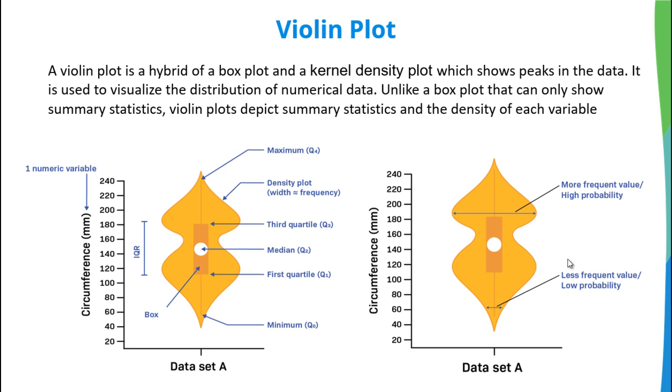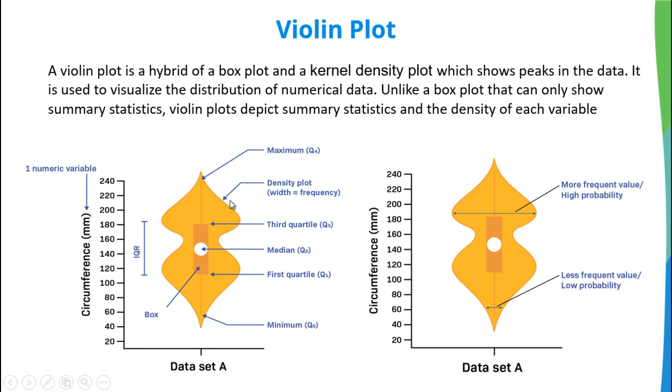The violin plot depicts summary statistics as well, but in addition to that, the density of each variable is displayed. For example, here you can see we have the normal box plot components. We have a maximum, we have a minimum, the first quartile, the third quartile, the median, and the interquartile range as well, as I explained before. In addition to that, we also have density plots here of the frequency.